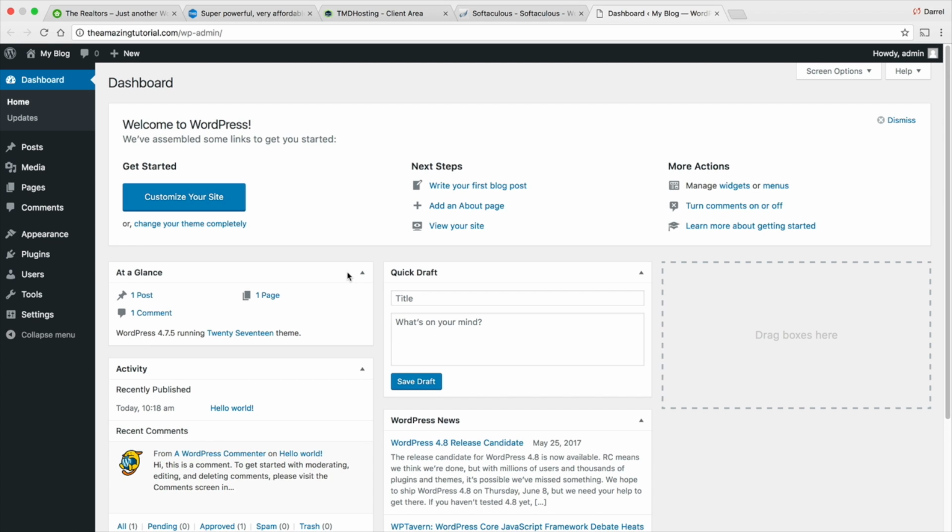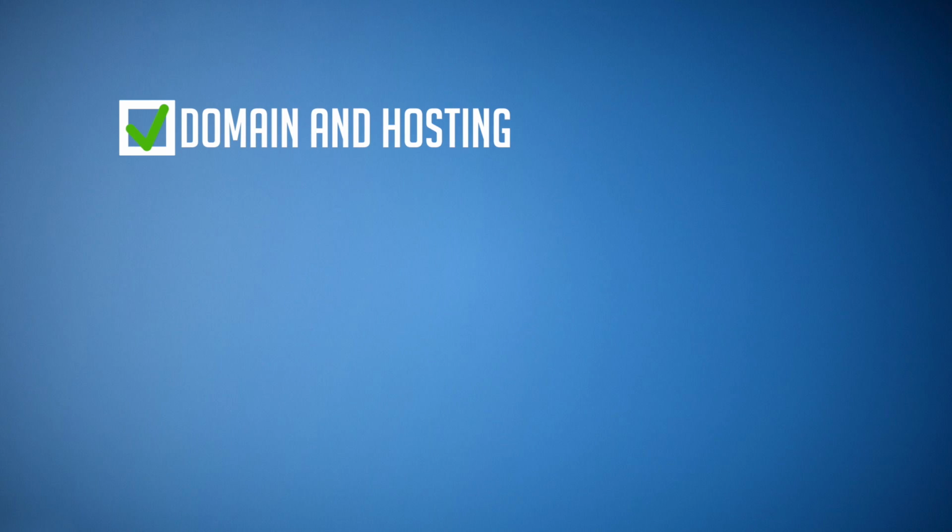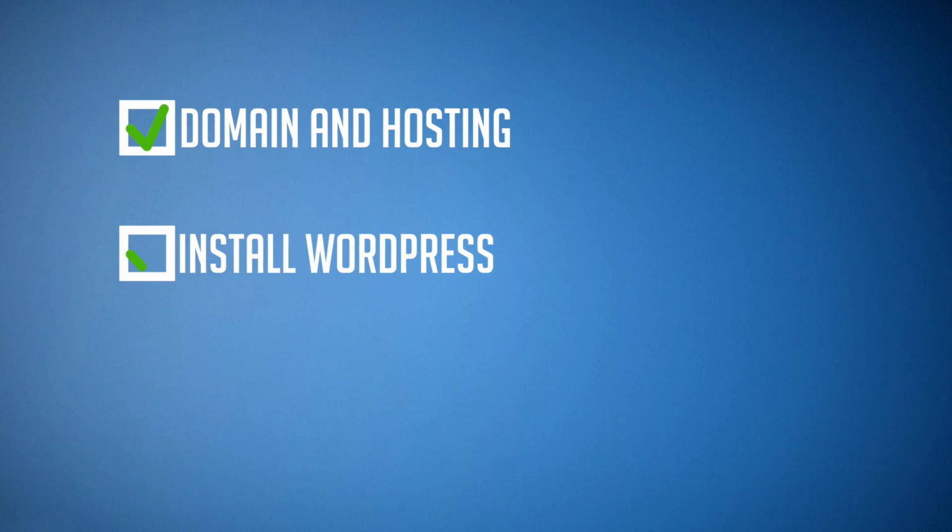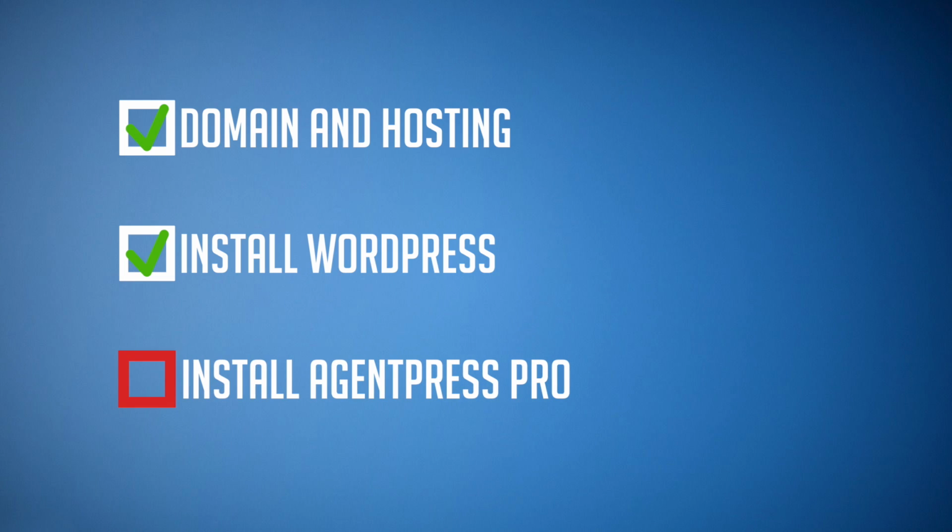So now let's go ahead and take a look at our little board. We got our domain and hosting. Done, congratulations. We've installed WordPress, so we've done that too. Now we are going to purchase and install the Agentpress Pro theme. There is also a link in the description of this video, and it will take you to another website where we are going to purchase the StudioPress Agentpress Pro theme.